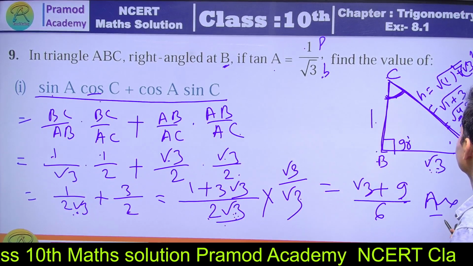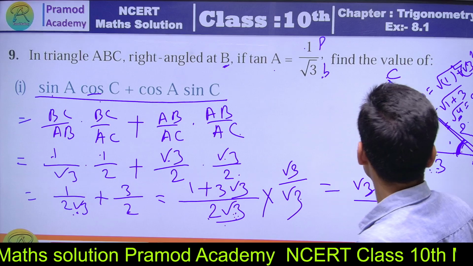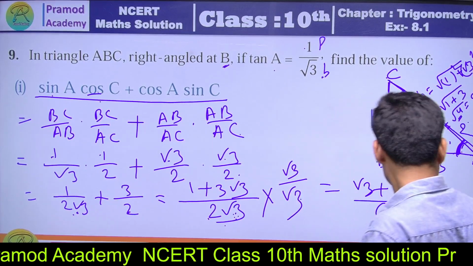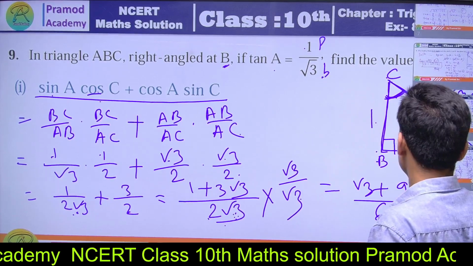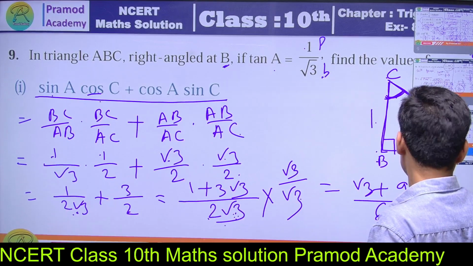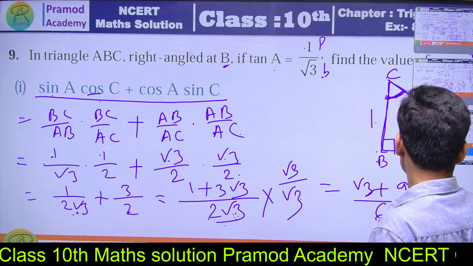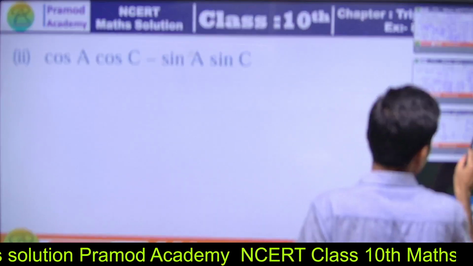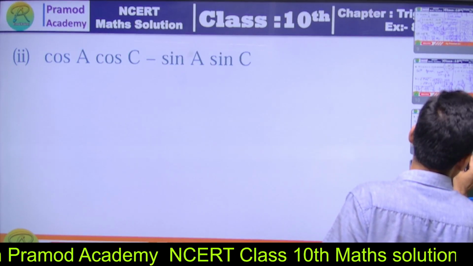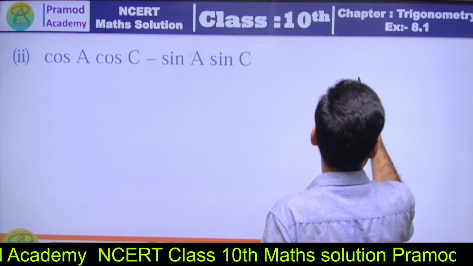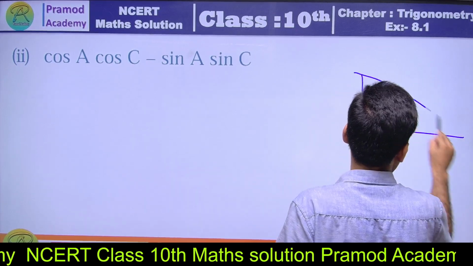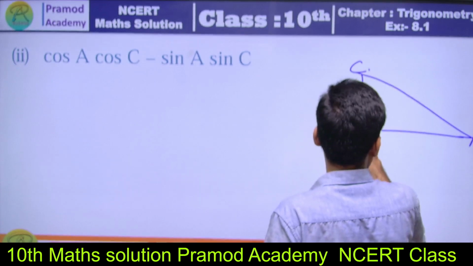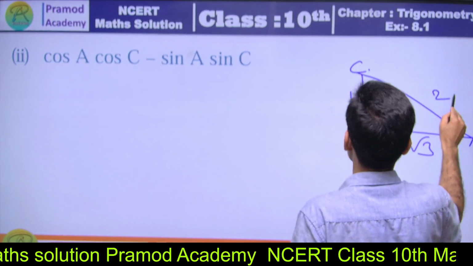Now the second expression: cos A into cos C. First of all, I have to make this figure here on the second page also. This is B, this is A, and this is C. This side is 1, this side is root 3, and the hypotenuse is 2.